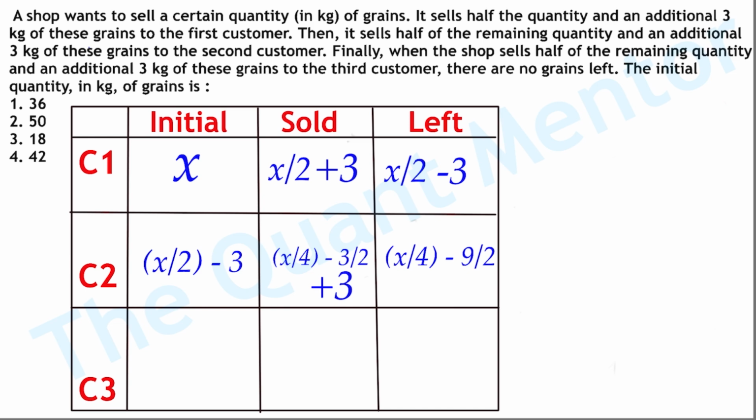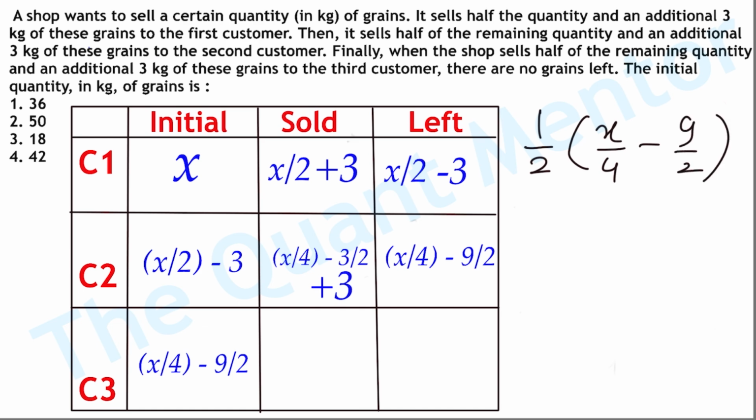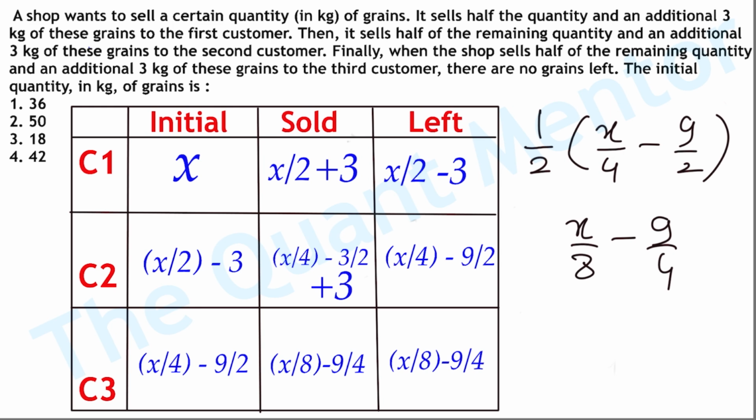Now, when the third customer comes, for him the initial number of grains would be X by 4 minus 9 by 2. He's basically given half of this first. So half of X by 4 minus 9 by 2 would become X by 8 minus 9 by 4. So the last customer first gets X by 8 minus 9 by 4 kgs of grains, and as many kgs are left. Now from the grains left, 3 kgs are removed and sold to the third customer again. So the third customer gets a total of X by 8 minus 9 by 4 plus 3 kgs of grains.